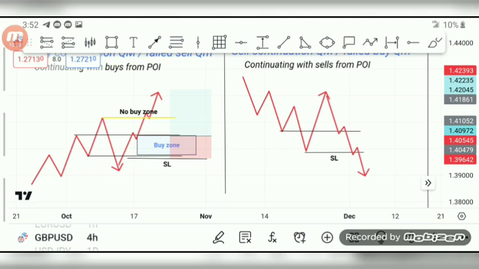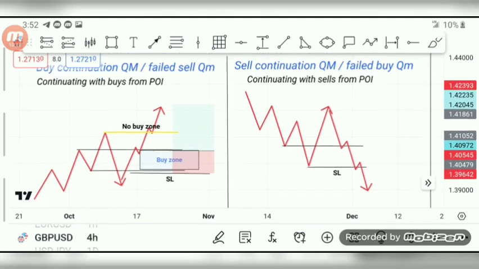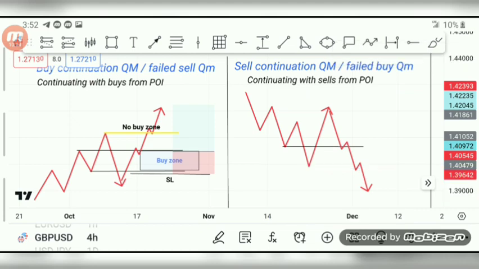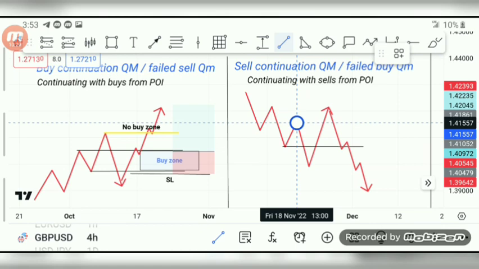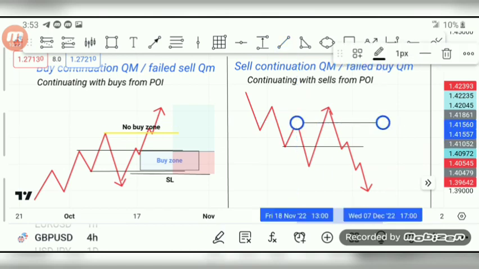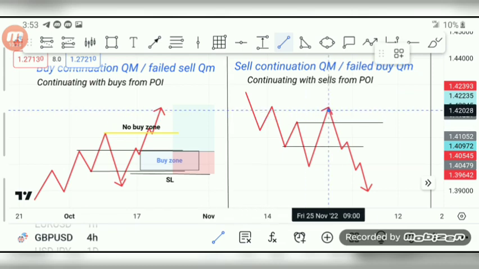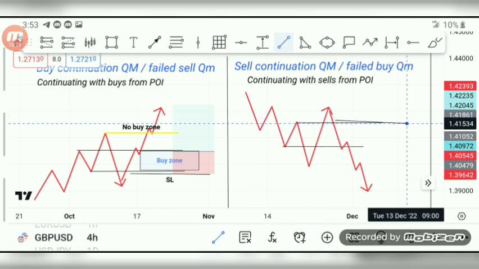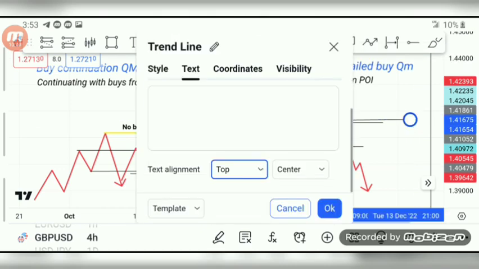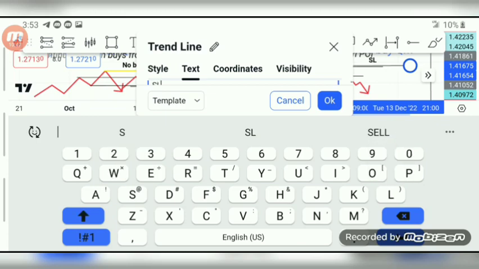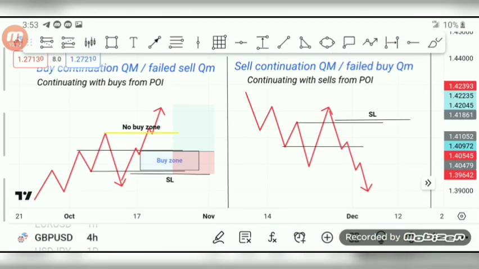We don't panic. Don't panic in the market. We delete this stop loss because now it has failed. But what are we looking at right now? We are looking at continuing with our sells. So we are going to mark out this high so that we have our stop loss just above there.